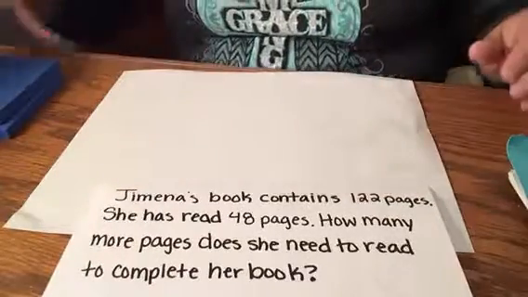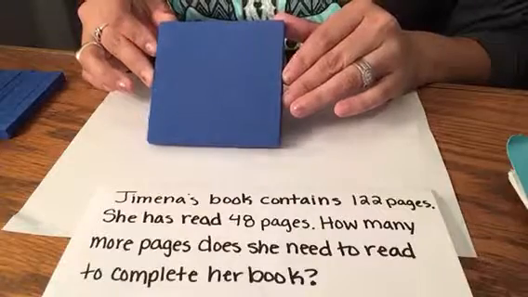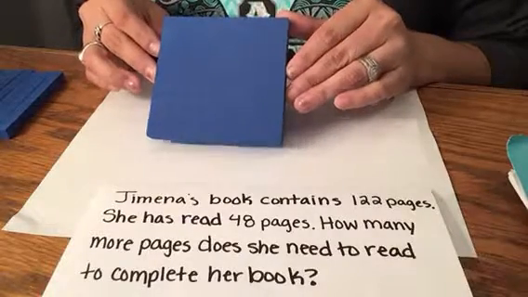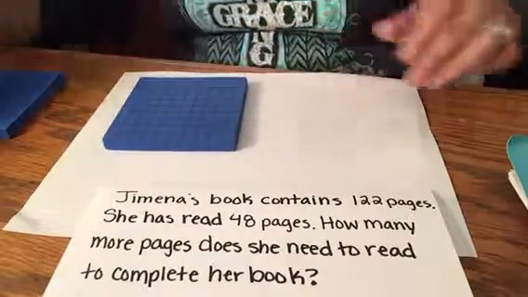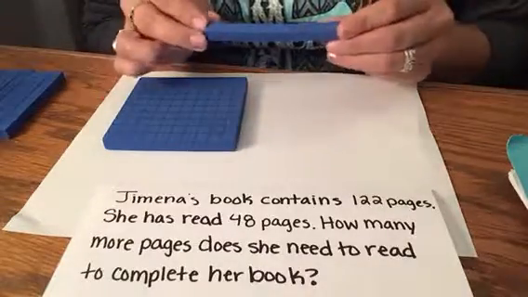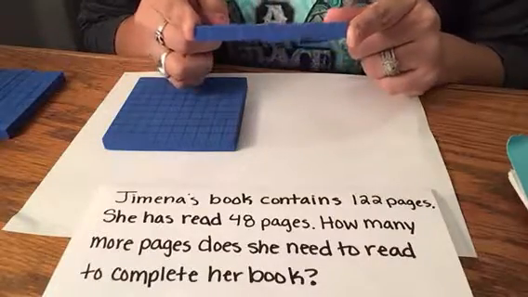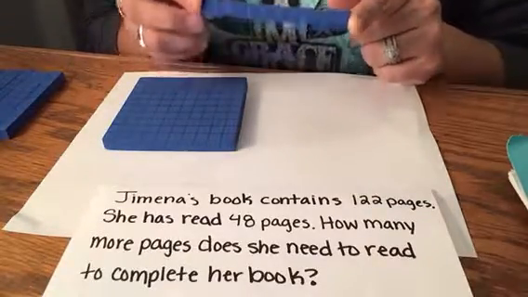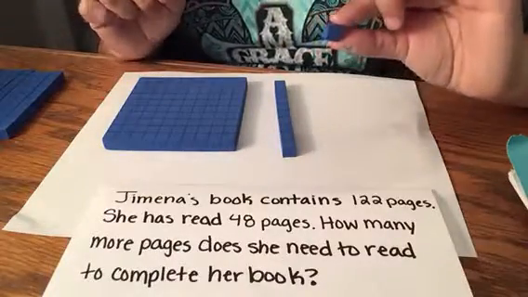This is called a flat. A flat contains 100 units. This is called a rod. A rod contains 10 units. This is called a unit. It contains 1 unit.